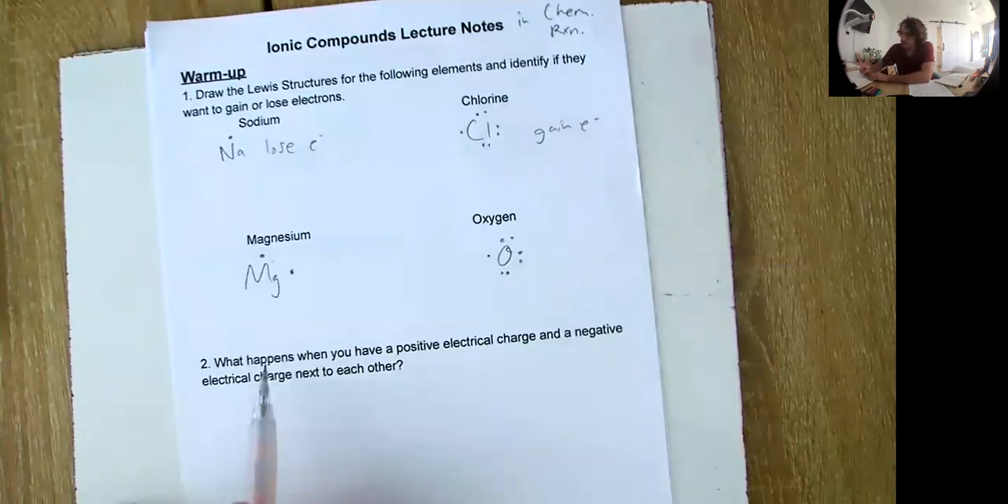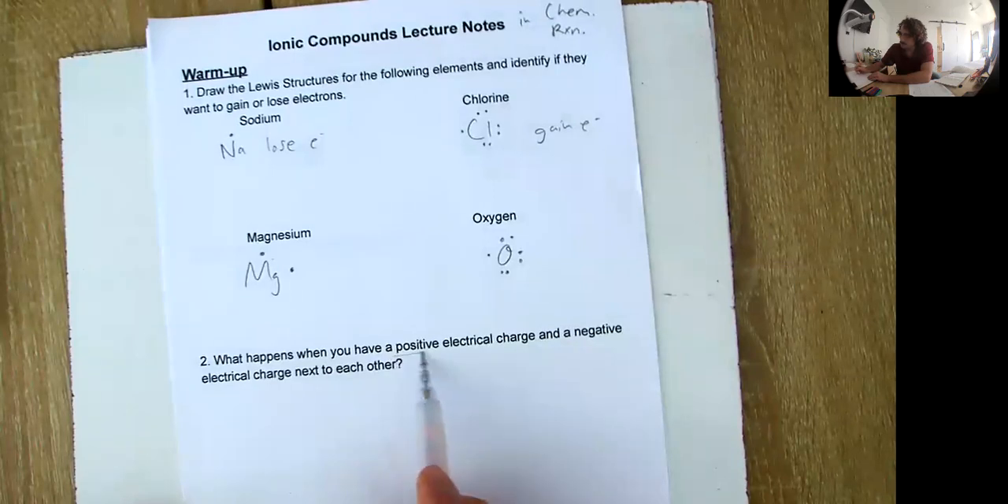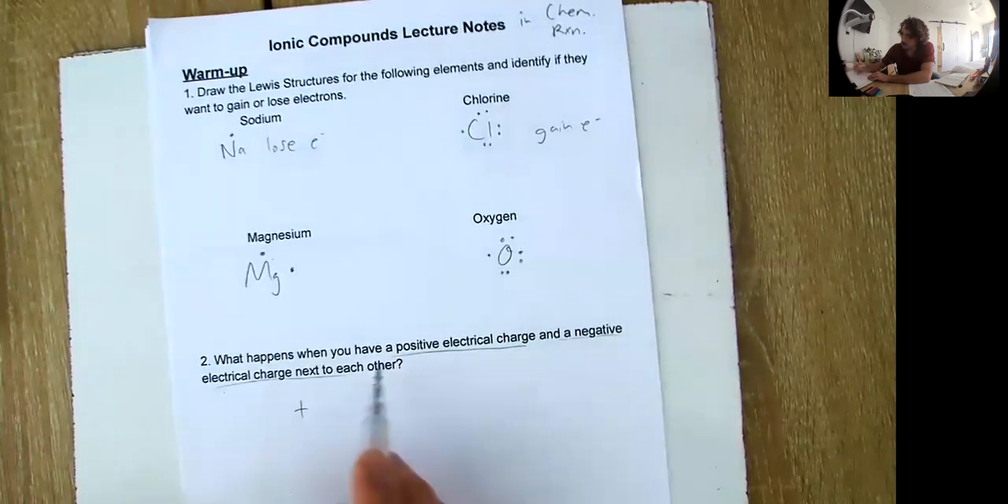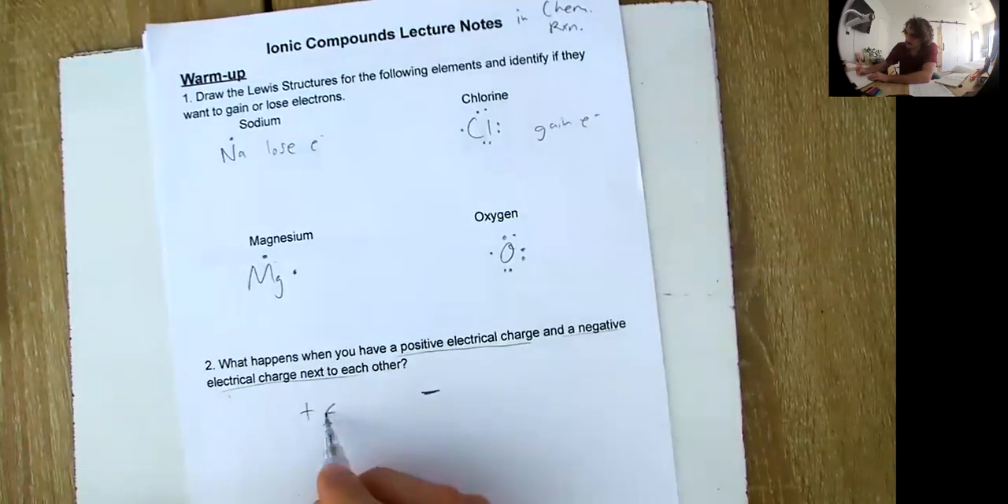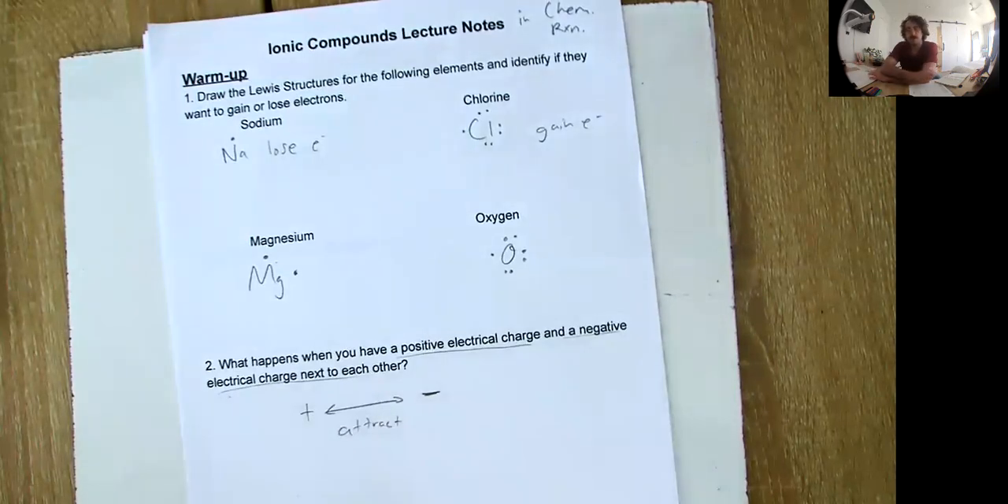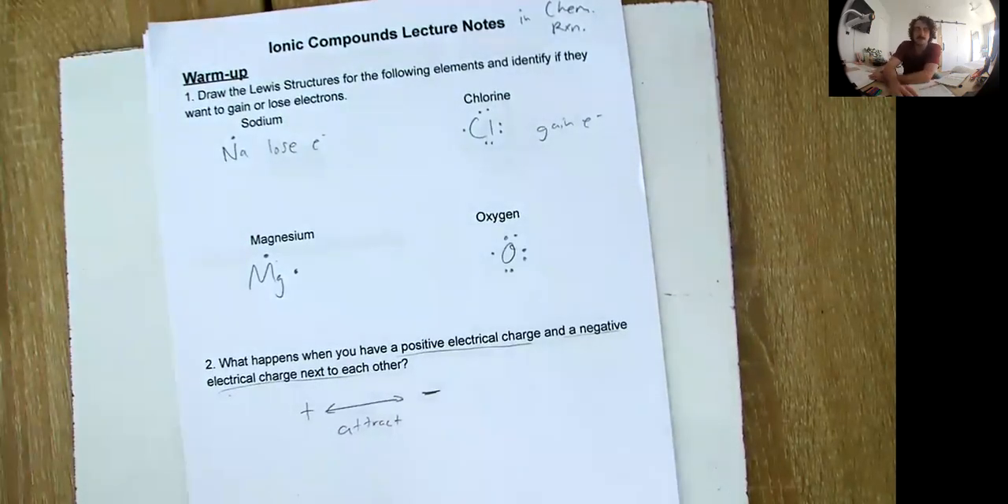Okay, next question is, what happens when you have a positive electrical charge and a negative electrical charge next to each other? The answer is they will attract. Hopefully you were able to answer those warm-up questions with ease, because those were the easy ones.